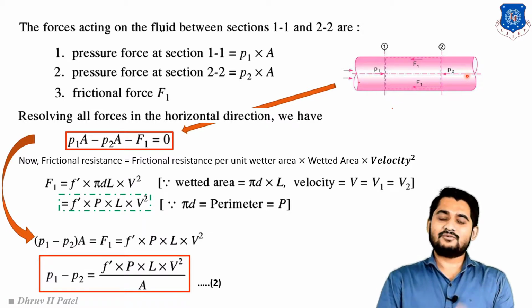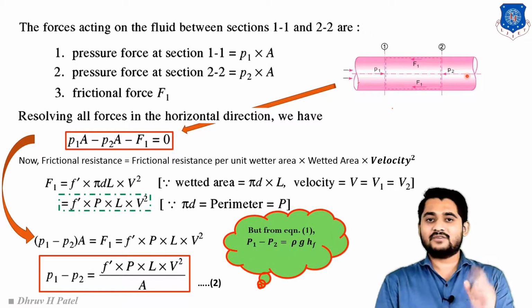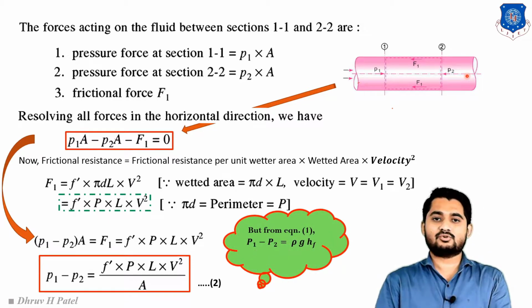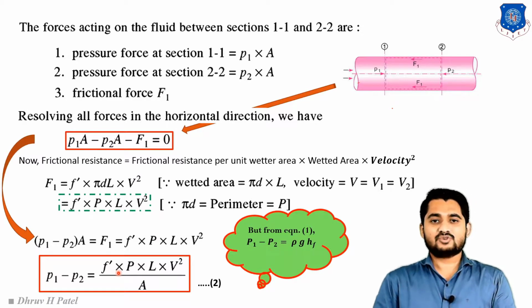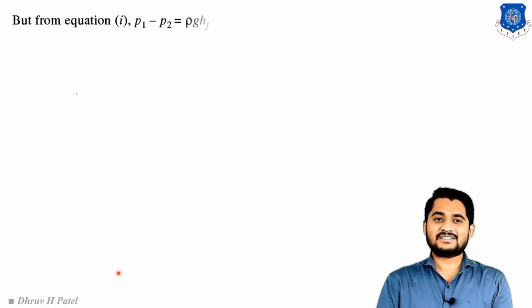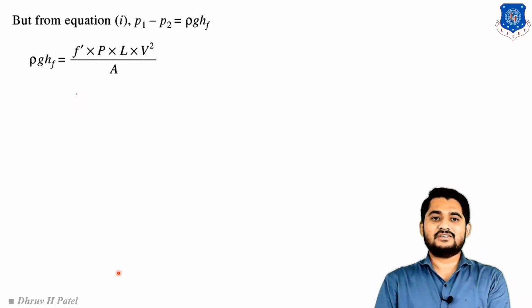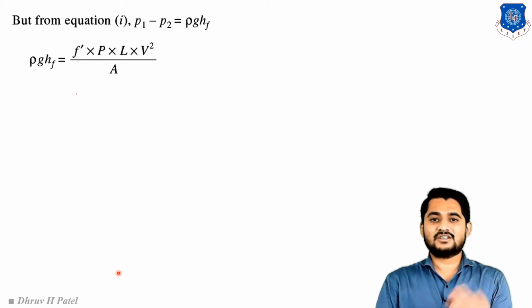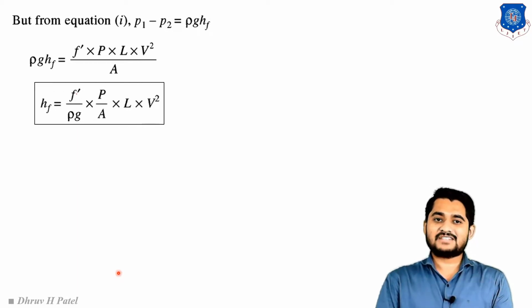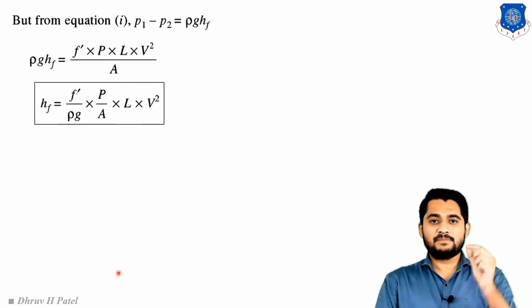But here we have to remember our equation number 1 is P1 minus P2 is equal to rho g into hf. So in equation number 1 and equation number 2, the left hand side is common, that is P1 minus P2. So we can compare the right hand side of both equations. If we compare the right hand sides, we can find this equation. From this equation we want to find the value of frictional losses hf. So hf will be this number. Clear students?